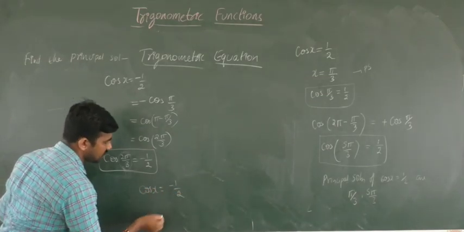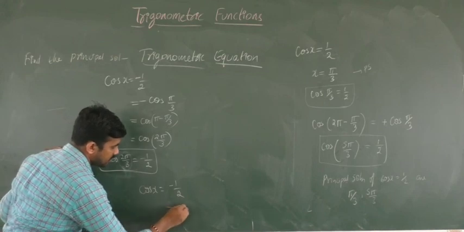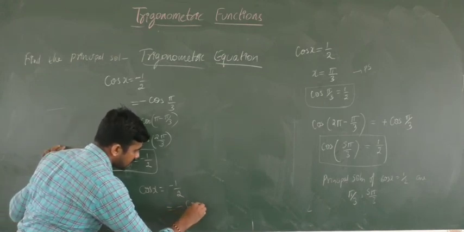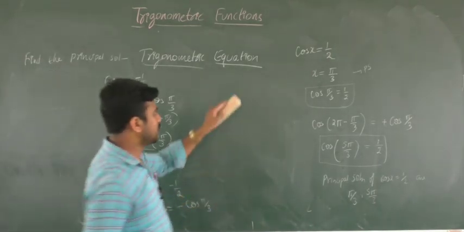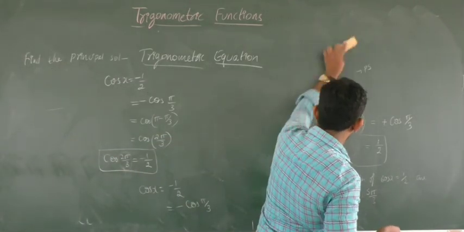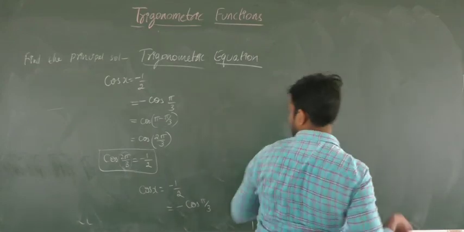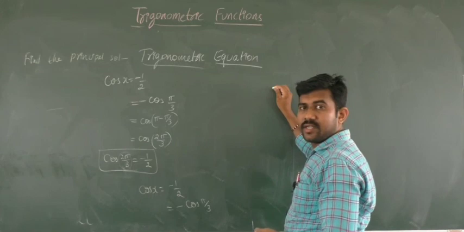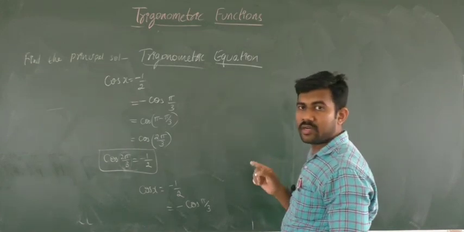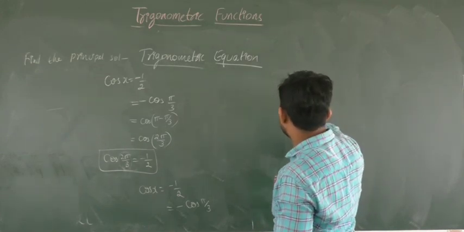So same, what you have to take here is minus cos pi by 3. Okay, minus cos pi by 3. So here if you consider the third quadrant, you know that this is the odd number, right?